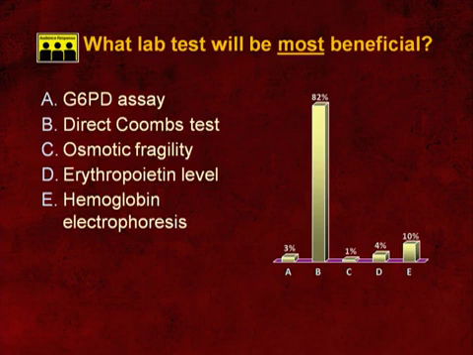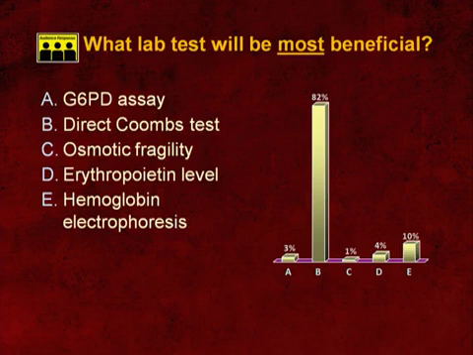G6PD, we're not giving him any exposures. Could it be on your radar? Yeah. Erythropoietin level? No, I don't even remember if I've ordered one ever. Osmotic fragility? No. That's going to be something I'm working up in the little kids. If I'm thinking hereditary, osmotic fragility means you're thinking hereditary spherocytosis. And if you're thinking hereditary spherocytosis, you're not thinking this clinical scenario.